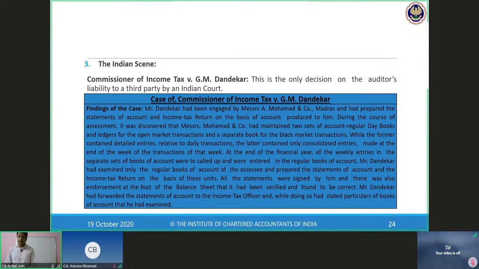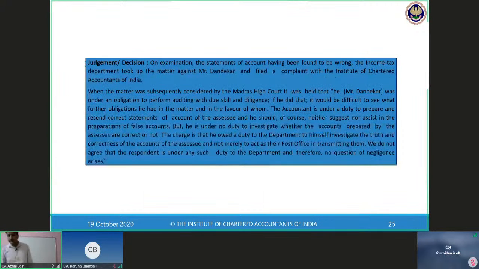Mr. Dandekar had examined only the regular books of accounts and prepared the statements of account and the income tax return on the basis of these. All the statements were signed by him, and there was also an endorsement at the foot of the balance sheet that it had been verified and found to be correct. So there's a declaration which this professional gave, not the auditor. Mr. Dandekar had forwarded the statements of account to the income tax officer, and while doing so had stated particulars of the books of accounts that he had examined.